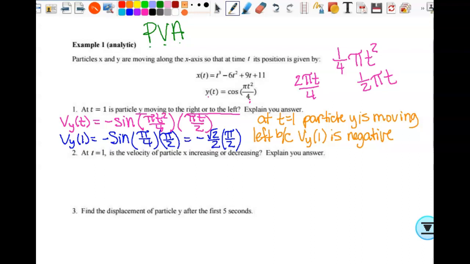So now this says at t equals 1, is the velocity of particle x increasing or decreasing? Okay, so what do I look at to know if the velocity is increasing or decreasing? What has to be true? What has to be true for it to be increasing?